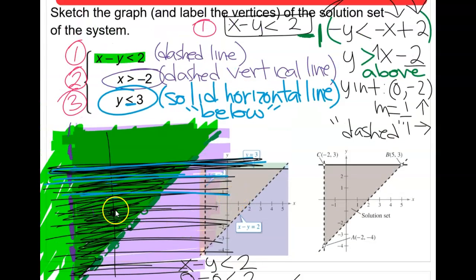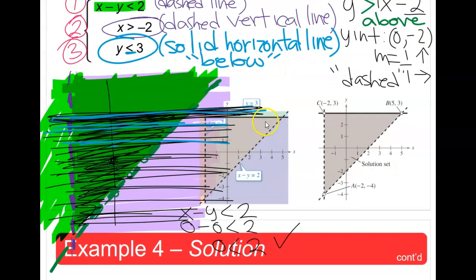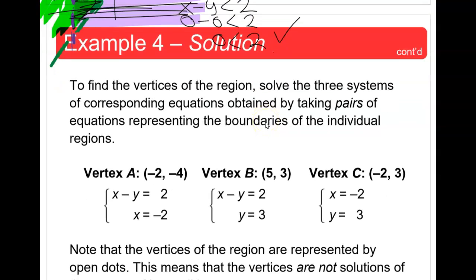Now, if we were to test a point, remember the easiest is 0, 0. If we substituted 0 here for the x, is 0 greater than -2? Yes. If we substitute 0 for the y, is 0 less than 3? Yes. And if we do it here, we already tested it, and yes, it was true. So that is the solution.